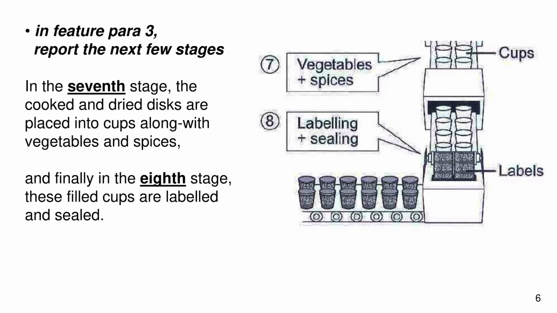In feature para 3, report the next few stages. In the seventh stage, the cooked and dried discs are placed into cups along with vegetables and spices. And finally, in the eighth stage, these filled cups are labeled and sealed.